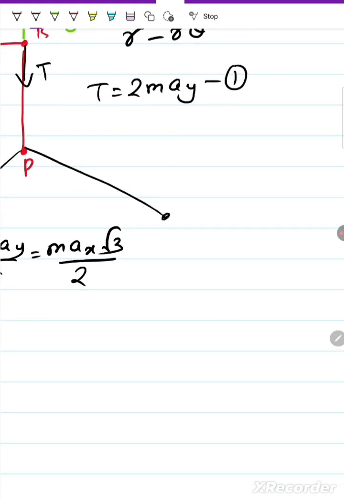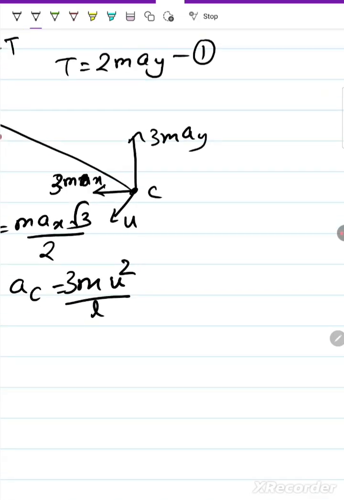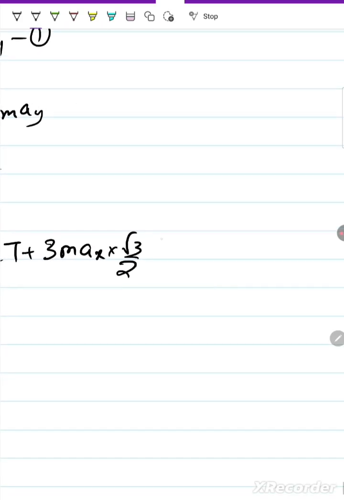Similarly, there is another point C, and here are the forces: 2max, 3max, and 3may. Now there is a catch in point C. Point C has some velocity with respect to P initially. So the acceleration of point C along the rod will be 3u square by L, which will be equal to T plus 3max into root 3 by 2 plus 3may by 2.